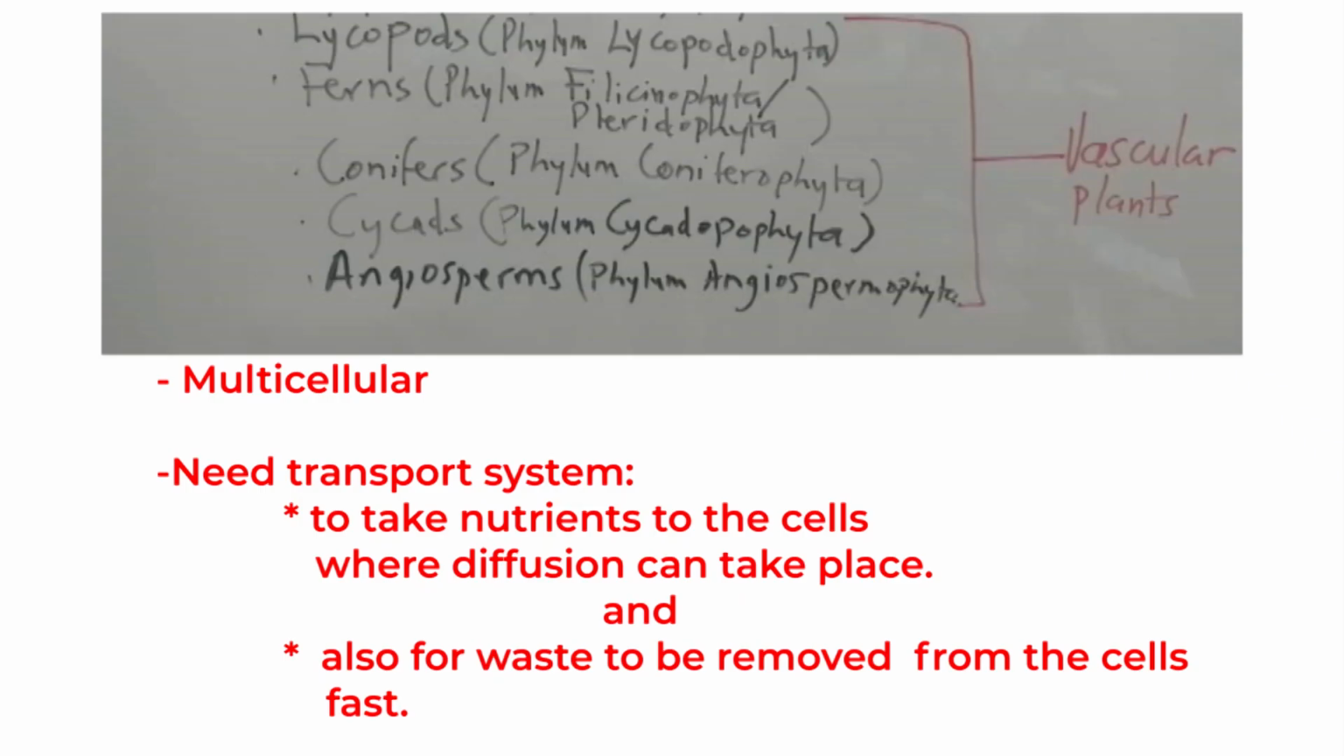The rest are vascular plants because they are multicellular, huge, and complex. So diffusion alone cannot supply all the needed nutrients. And so they have vascular systems like pipes that supply the nutrients and also take away waste from the cells. And when the pipes, that are vascular tissues, take the substances to the cells, then diffusion can take place. So that is vascular plants.